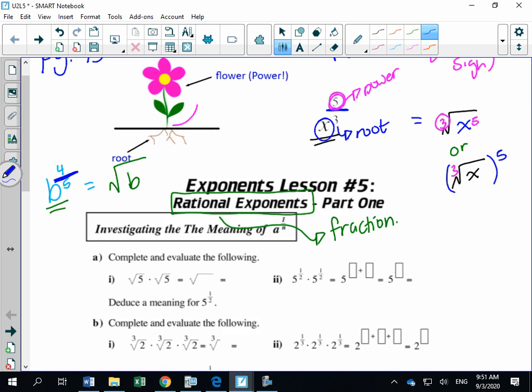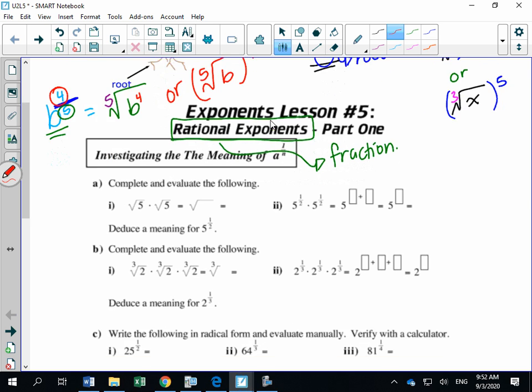There's the ground. Roots grow below ground, so that 5 is the root, and roots will always go there. That's the fifth root of B. And then we say powers or flowers are above ground, to the power of 4. So the fifth root of B to the power of 4, or again, the alternate way you could write this is the fifth root of B to the power of 4. Okay, so that's what this lesson is going to be on.